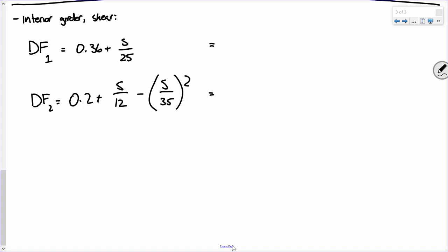Okay, so this is on page 4-43. Maybe I'll put that up top. Okay, and what do you get? Okay, so 0.36 plus 10 over 25, that's 0.76. And then this is 0.952.